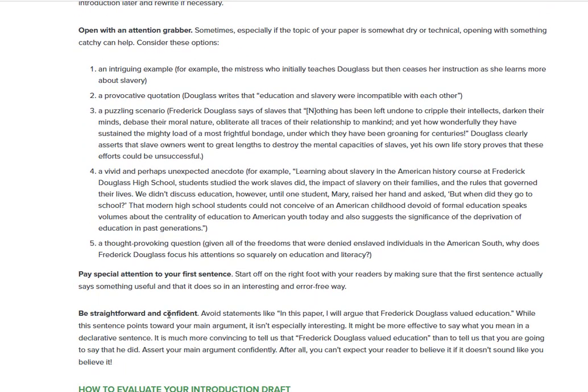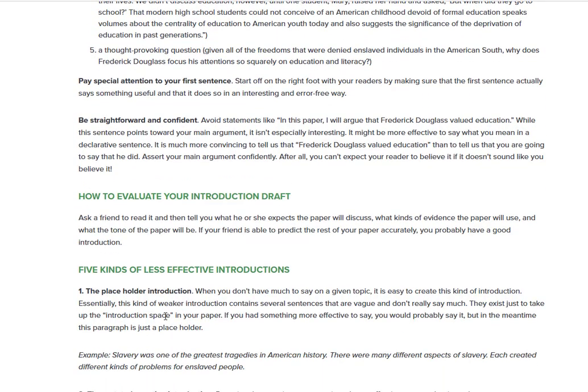Pay attention to your first sentence. That's the hook. Start off on the right foot with your readers by making sure that the first sentence actually says something useful and that it does so in an interesting and error-free way. Be straightforward and confident. Avoid statements like, in this paper, I will argue.